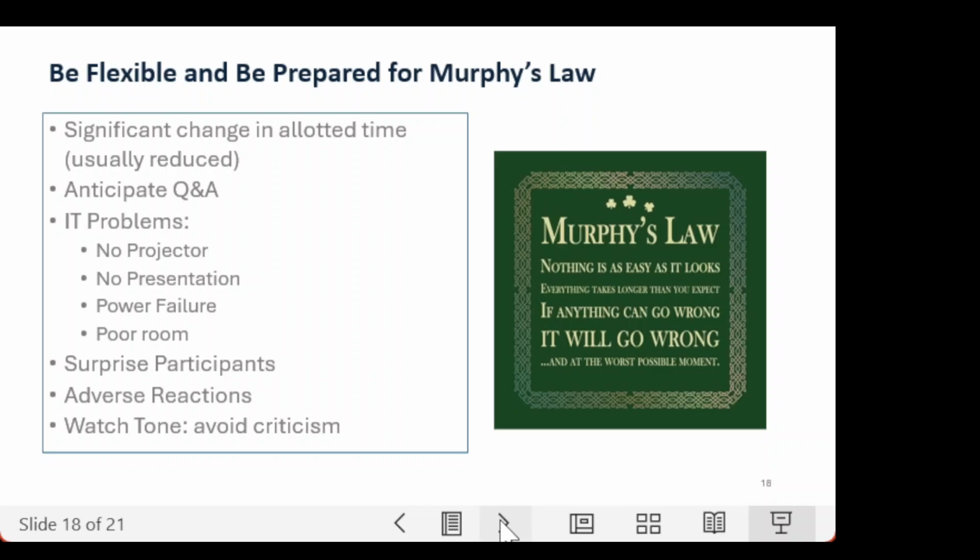I have had a number of IT problems in presentations: no projector, the presentation wasn't loaded, we had a power failure, the room wasn't right for the presentation. I had surprise participants. I thought I was presenting to a group of the HR team and the CEO walks in and sits down. Is there anything in there that's not appropriate for the CEO, or do I need to change the way I'm presenting things given that the boss's boss is in the room for these HR people?